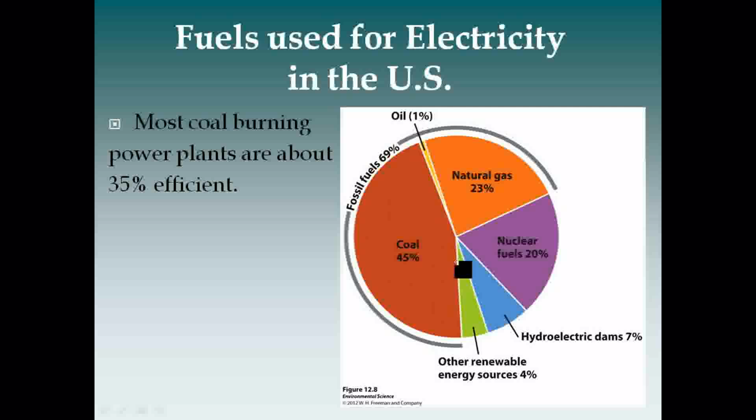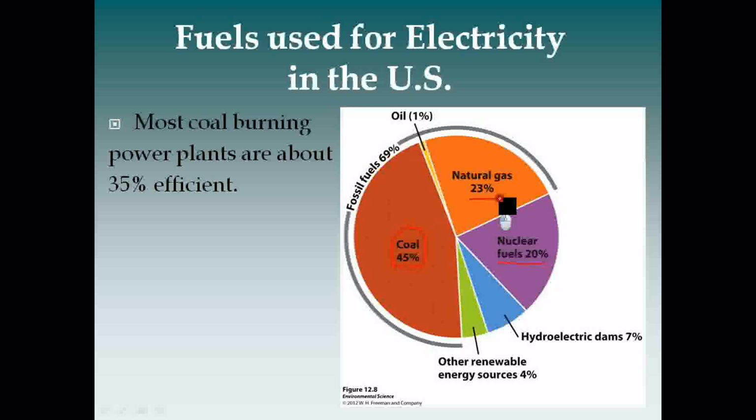This pie chart here shows you what we use to make our electricity. And you can see 45% of our electricity here in the US comes from coal. About 20% comes from nuclear. I think I mentioned this before, we thought that would be much higher by now, but we haven't opened up a new nuclear power plant in many, many years because of the fear.